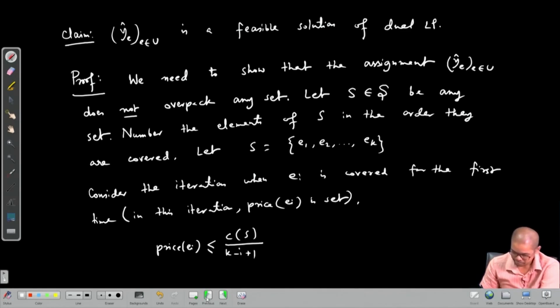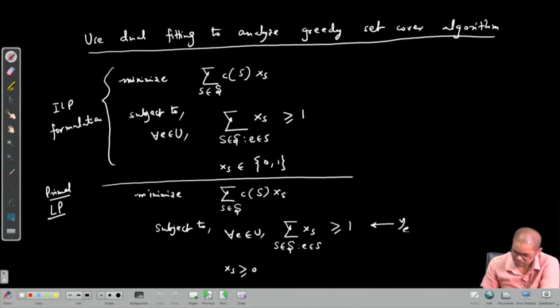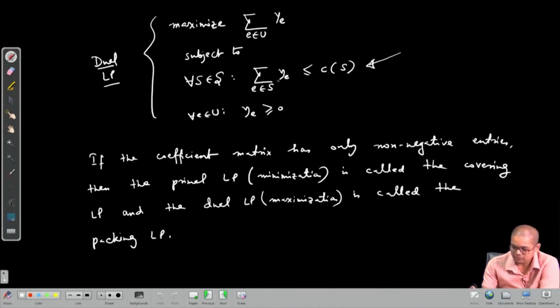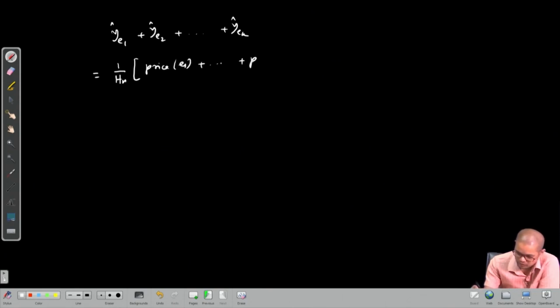So, now what is the constraint? The constraint here is summation of Ye, that means summation of Ye1 to Yek should be less than or equal to Cs. So, that we need to show. So, Ye1 hat plus Ye2 hat plus dot dot dot Yek hat. This is 1 by Hn times price of E1 plus dot dot dot price of Ek.